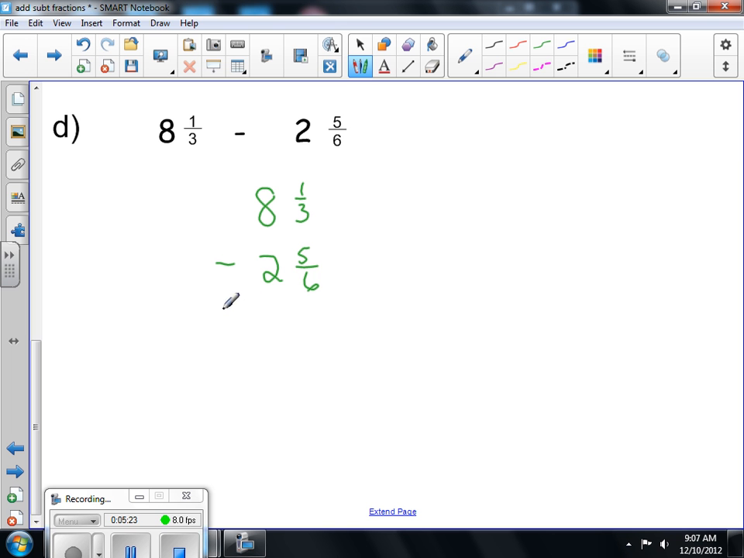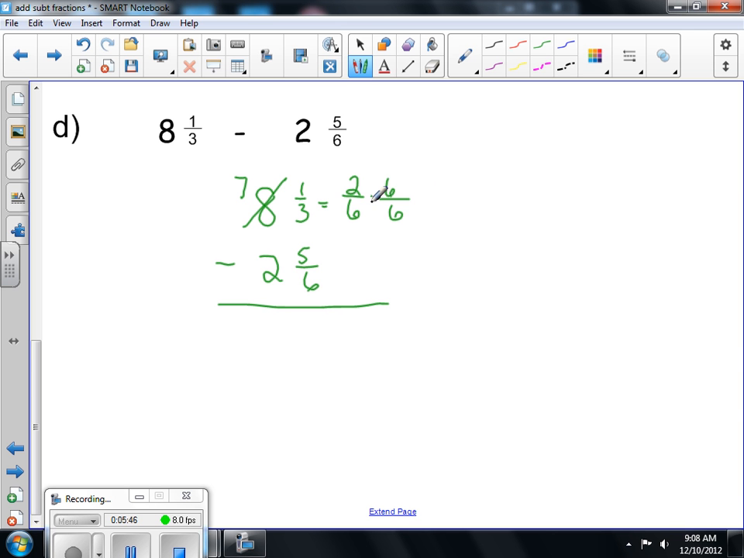First thing is I have to find a common denominator, which will be 6, and I get 2/6. Now, can I take 5/6 if I only have 2/6? Can I take away 5/6? No, I have to borrow. So I borrow a whole. Now, this is like borrowing one of those green strips we were looking at in class. I'm going to trade in one of those green strips for 6/6.